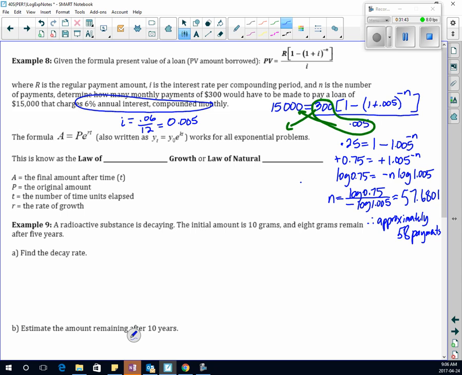Okay, the formula A equals P e to the power RT, also written as y sub t equals y sub naught e to the power kt. Have you seen that in physics? With a sub-zero, that's for initial. E to the power kt works for all exponential problems. This is known as the law of population growth or the law of natural decay.